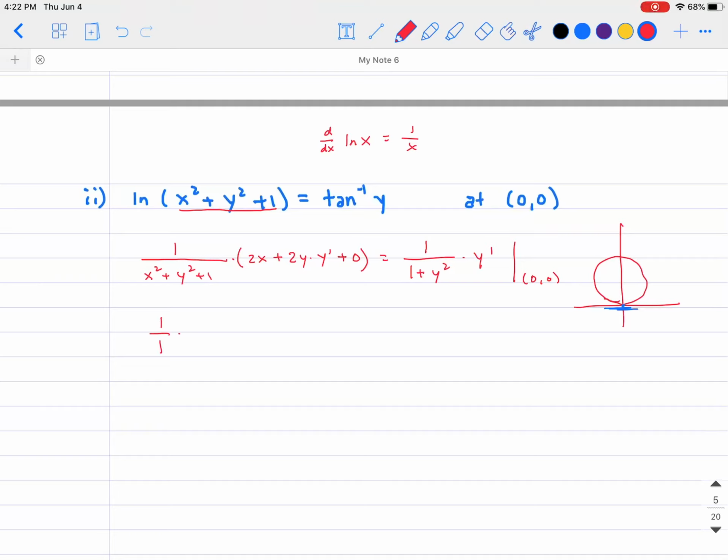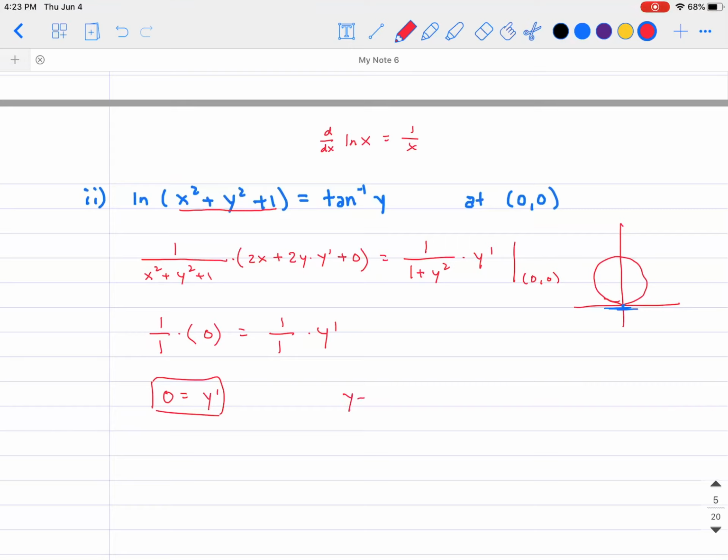Okay, so let's see. In the first part, I'm going to get 1 divided by 1, multiplied by the second part, which looks like it's going to be equal to 0 in this case, right? Oh, that's a numerator, I'm sorry. Looks like it's going to be 0. So that's just going to be plain old 0, is equal to 1 over 1 multiplied by y prime. So cleaning it up once again, the left-hand side is just strictly equal to 0, and the right-hand side is just strictly equal to y prime. So there we go.